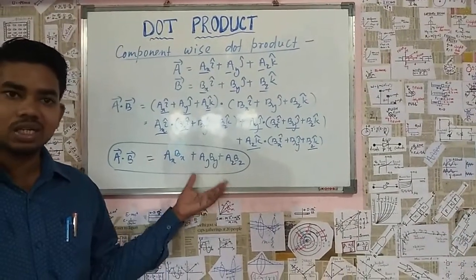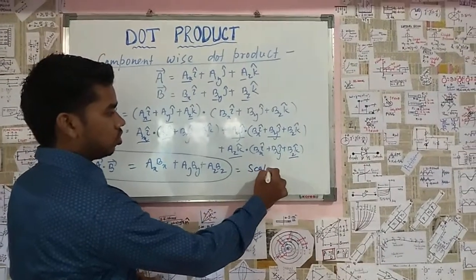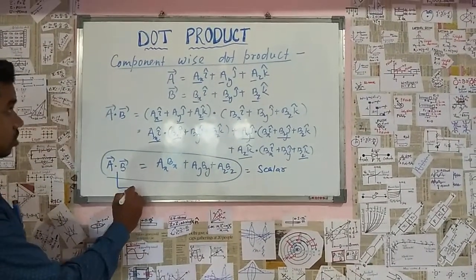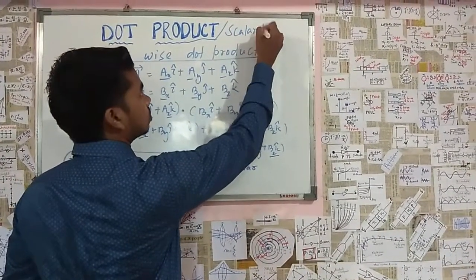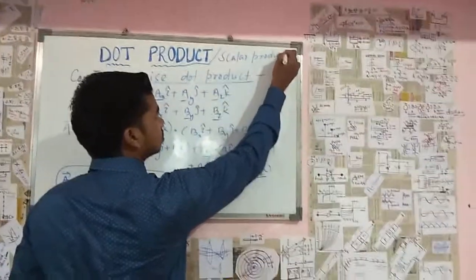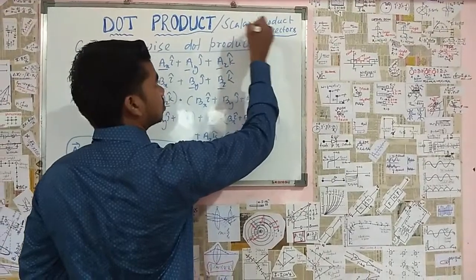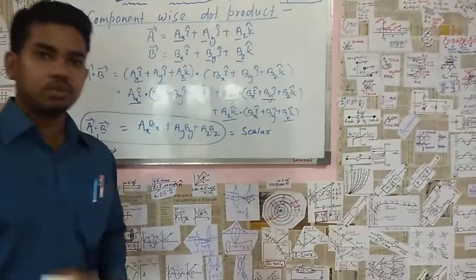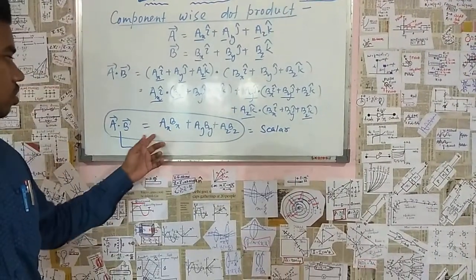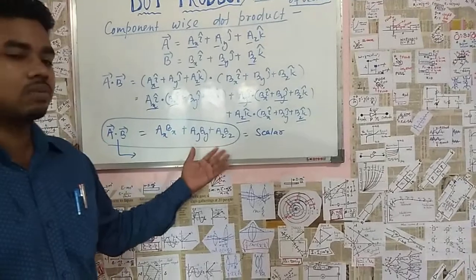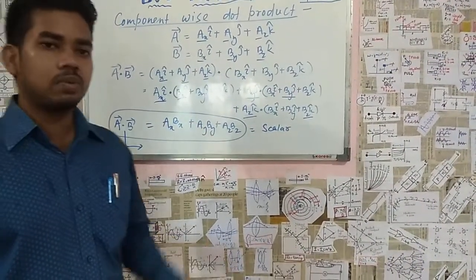So the dot product results in a scalar. So we can say dot product is also the scalar product of vectors. Why can you say dot product is the scalar product of vectors? Because the dot product of two vectors results in a scalar. You see here the dot product result is without any i cap, j cap, k cap. So it is a scalar. Okay, so let us solve one or two examples so that you will be clear.